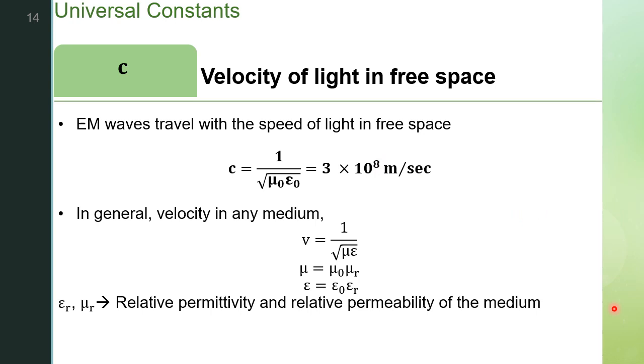Now, this is the case if the medium is free space or vacuum. If the wave is made to pass through any other medium, then the velocity is given by the expression v equal to 1 by root of mu epsilon, where mu equals mu naught mu r and epsilon equals epsilon naught epsilon r. Here mu r and epsilon r give us the relative permeability and permittivity of the medium. That is, if the medium is changed, it will have a value of relative permeability and permittivity with respect to the permittivity and permeability of free space. So we will have new values of mu and epsilon.